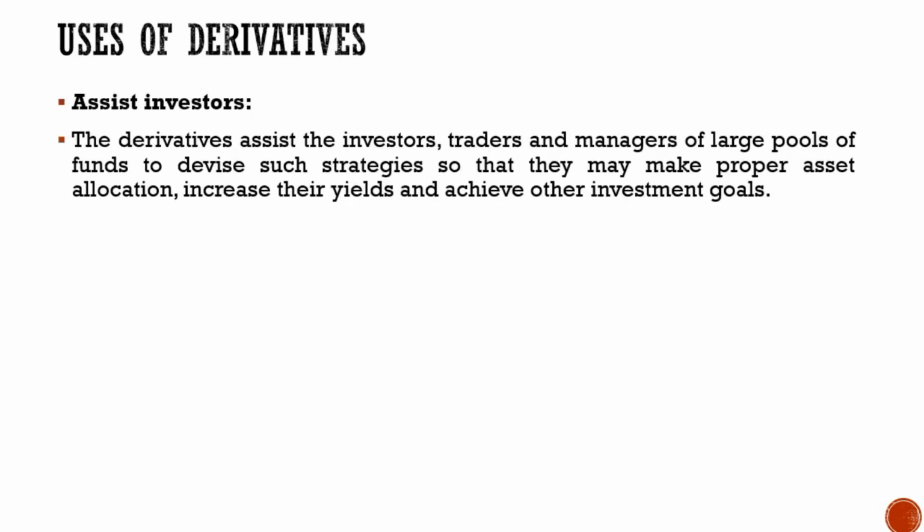The next use of derivative is that it assists the investors, traders, and managers of large pools of funds to devise such strategies so that they can make proper asset allocation, increase their yield, and achieve other investment goals. So this is a very important use of derivative, that it assists the investors to come up with good strategies which are required for proper asset allocation so that they can increase their yield and achieve the investment goal.